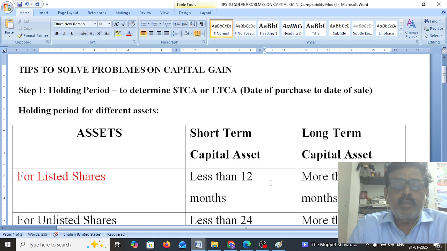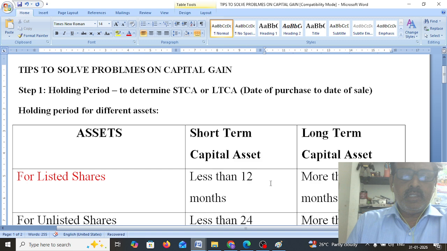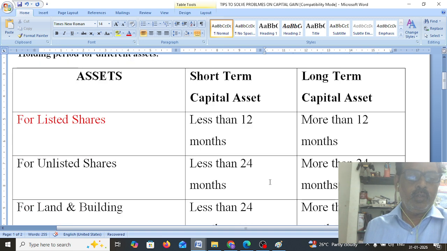Holding period is the period between the purchase date and selling date, that is, how many months or how many years the particular capital asset is held by the assessee. So here we have a list of assets, and here we have the provisions to call them short-term capital assets and long-term capital assets. Let us take one by one.